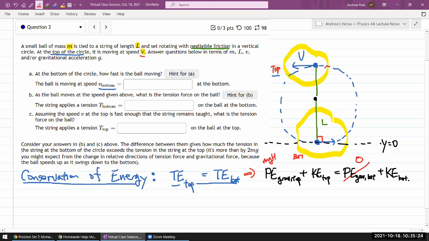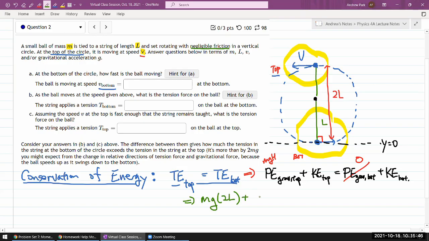So this expression is mgh, and as I'm writing it down, let me just note in the geometry, looking at this picture, the height should be 2L, the diameter of the circle, or twice the length of the radius string. So with that, the gravitational potential energy at the top is mg times 2L.